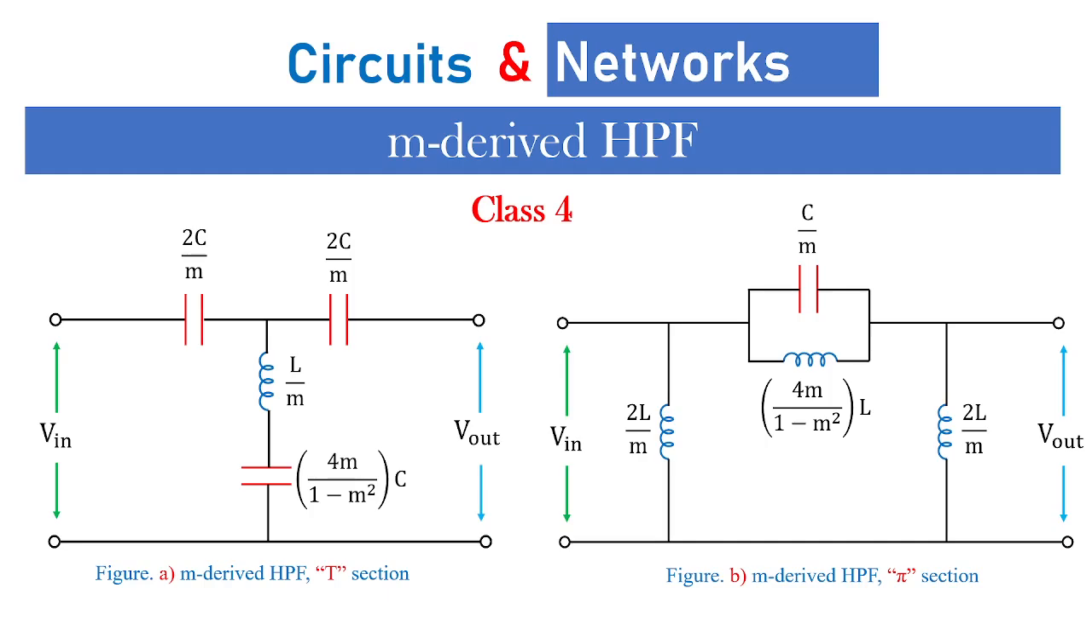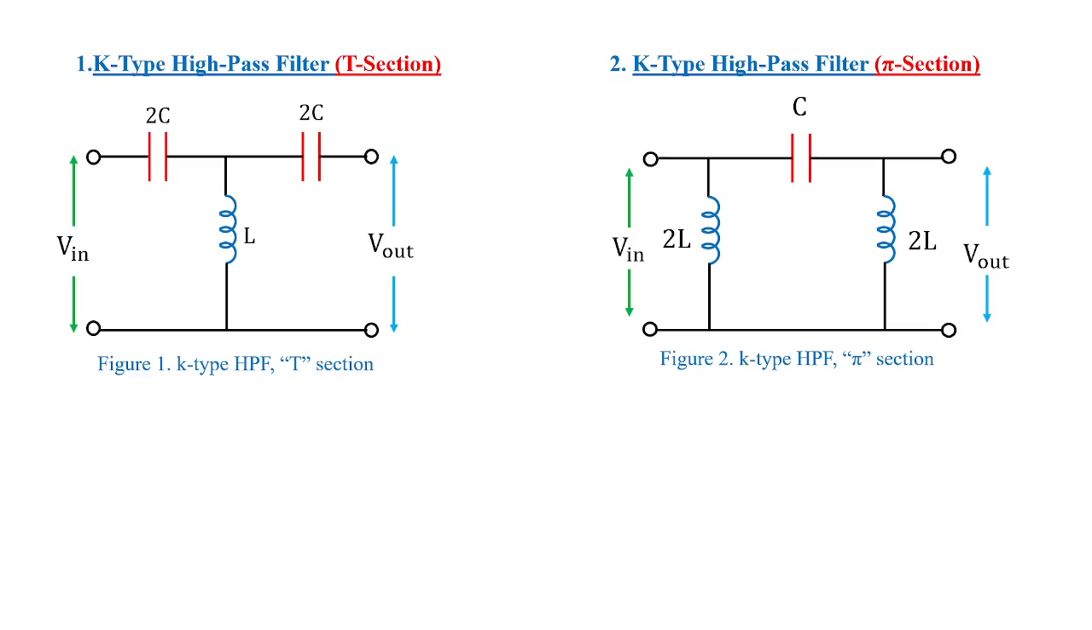In today's class 4, under filter design, we are going to see the m-derived high-pass filter. You can see in figure A and figure B a T section m-derived high-pass filter as well as a pi section m-derived high-pass filter. So how do we design this kind of filter?